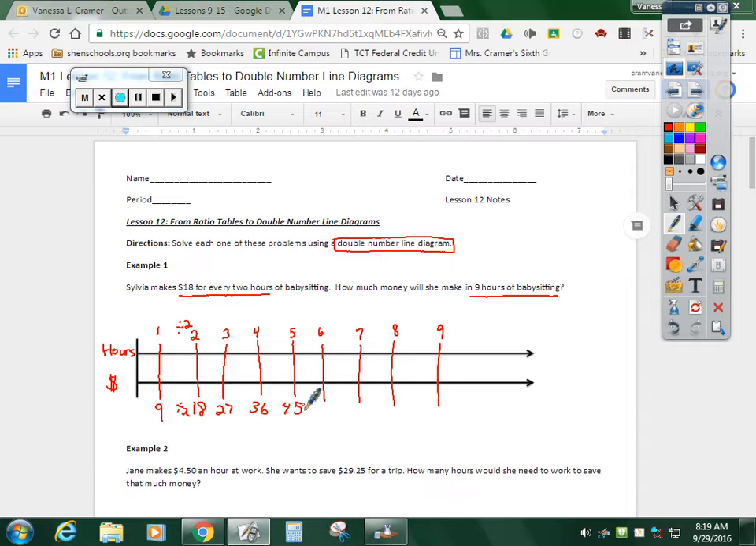We're also going to use the multiplicative structure because if you get stuck skip counting down here, you can also realize 1 times 9 is 9. You can use the multiplicative structure too. 2 times 9, 18, so on and so forth. 6 times 9, 54. 7 times 9, 63. 8 times 9, 72. And 9 times 9, 81. So in 9 hours of babysitting, Sylvia is going to make $81, okay? Let's go on to the next example.